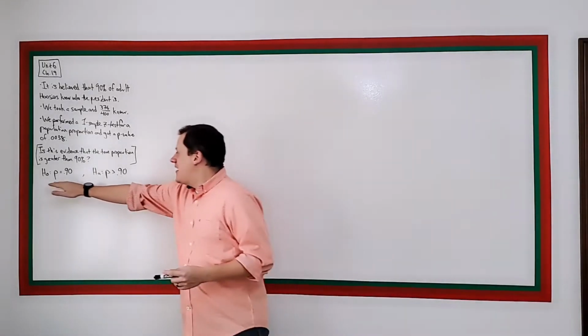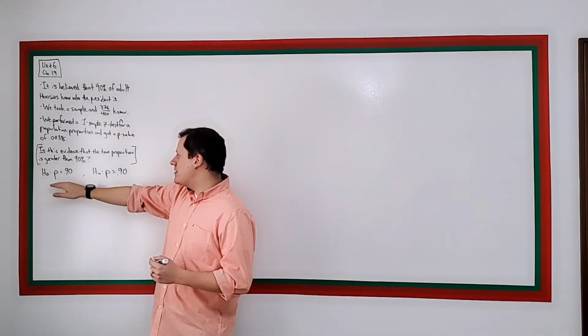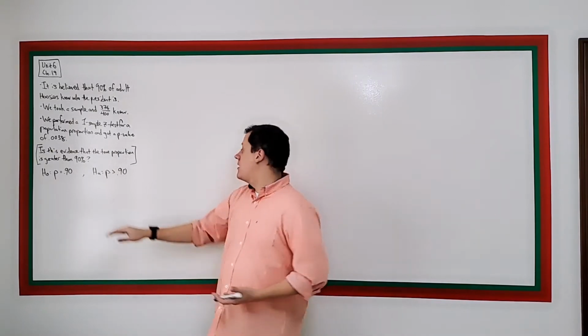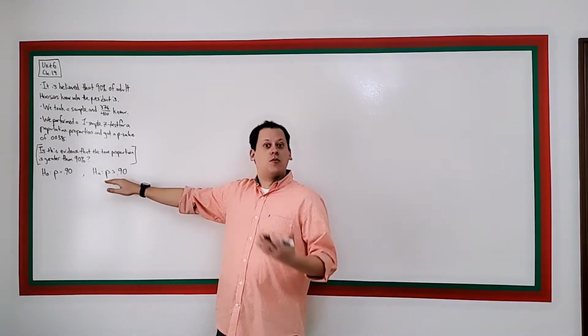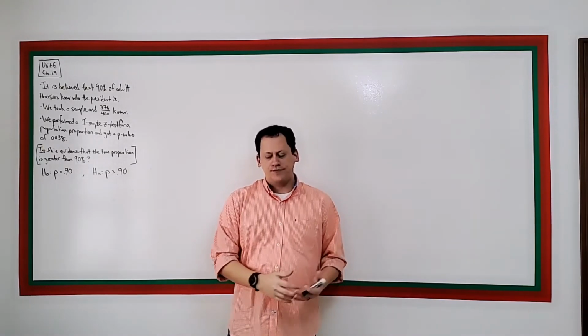Just a reminder, these were our hypotheses for the test. The null hypothesis was that the proportion in the population was 90%. The alternative hypothesis, what we're trying to prove, is whether the proportion is actually greater than that.